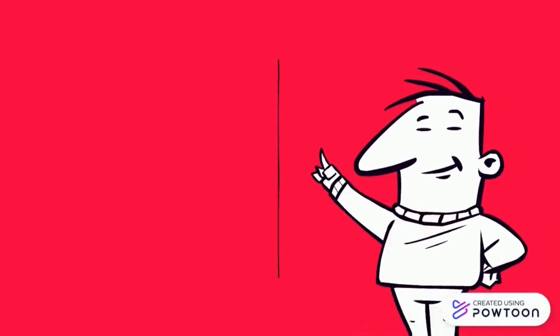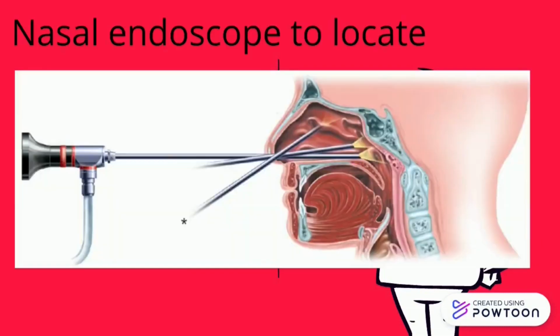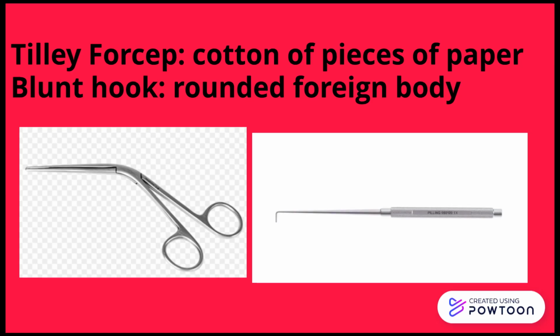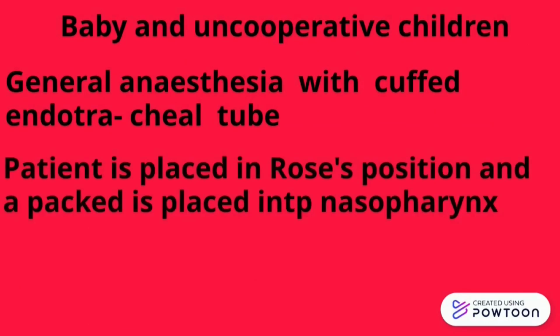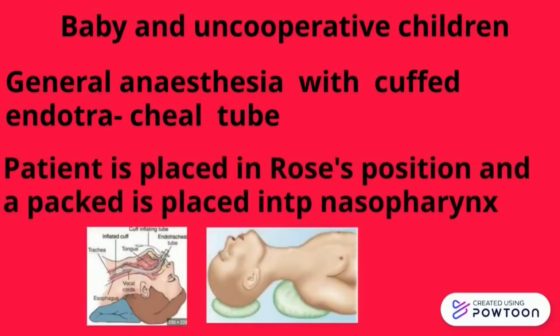Next, let us move to the next part, which is the treatment. We can use a nasal endoscope, specifically the rigid nasal endoscope, to locate it. Hence, we can carefully remove it. If it is a piece of cotton or paper, we can use the Tilley forceps. If it's round or hard in nature, like beads, we can use the blunt hook. In order to have a static position, it is important to give general anesthesia with a cuffed endotracheal tube.